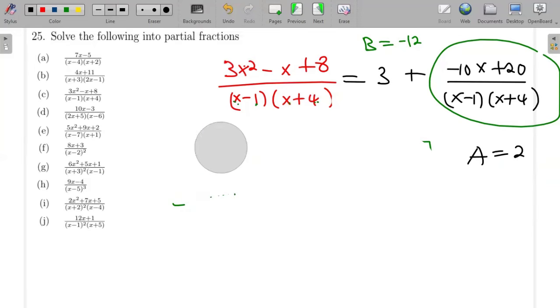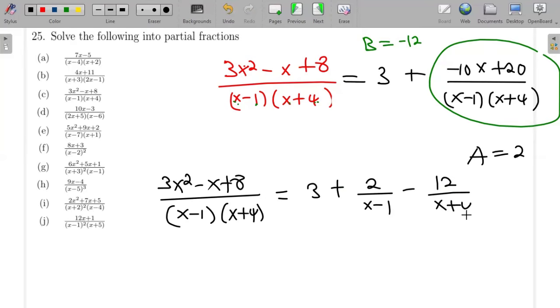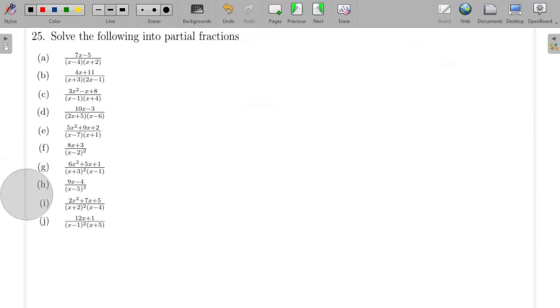So I'm going to say my final answer should be represented in this form. So it will be 3x squared minus x plus 8 divided by x minus 1 and then x plus 4 is equal to 3 plus, and then when you decompose this, we'll have a divided by x minus 1, and then plus b, which is a minus, so I just write minus 12 divided by x plus 4. All right, so that will be our answer there, and we're done. So we first use long division, and then we had to decompose. All right, so that is it for part C.